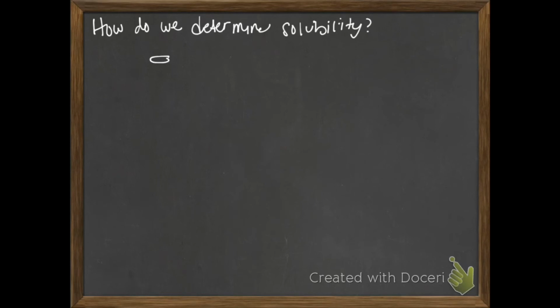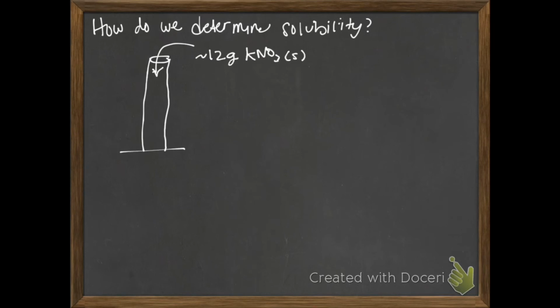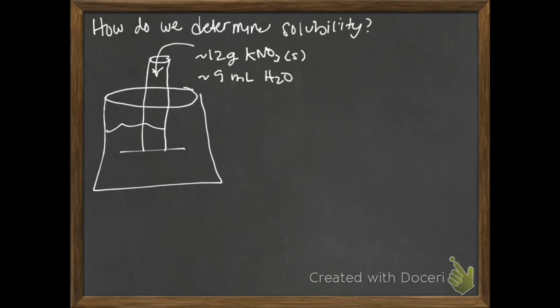Well, we're going to take a graduated cylinder and put about 12 grams of potassium nitrate in that graduated cylinder. We'll make sure to record the actual mass that we use. Then we'll add about 9 milliliters of deionized water. At this point, it's not going to dissolve because that's a lot of solid and very little water.